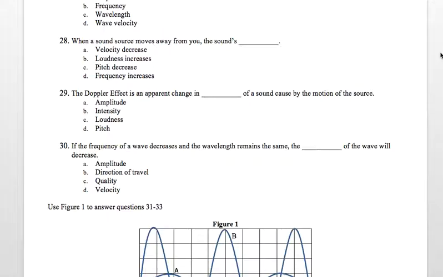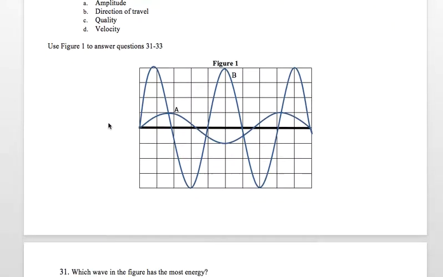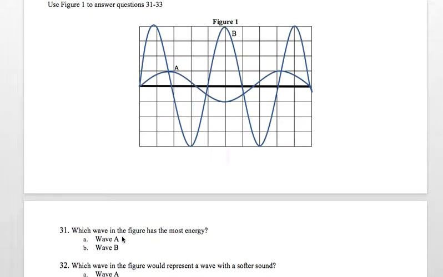Number 30. If the frequency of a wave decreases and the wavelength remains the same, the blank of the wave will decrease. A. Amplitude, B. direction of travel, C. quality, or D. velocity. Use Figure 1 to answer questions 31 through 33. Number 31. Which wave in the figure has the most energy? A. Wave A, or B. Wave B.